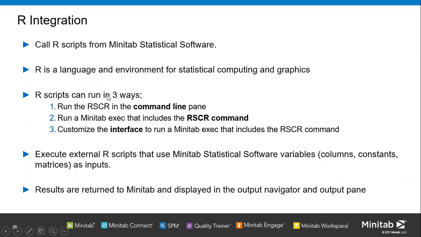Okay, so for the script we have three ways. Just now it was Python, which is PYSC. This one is RSCR, the command for the R integration. You need to start with RSCR, and then you can execute the external R script using Minitab Statistical Software, and the results are returned to Minitab.